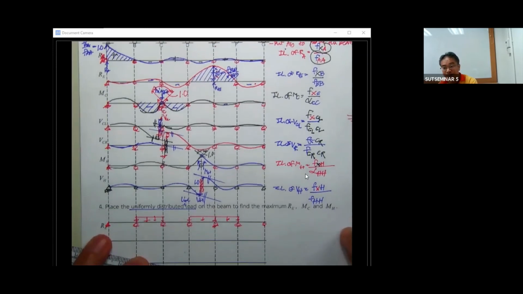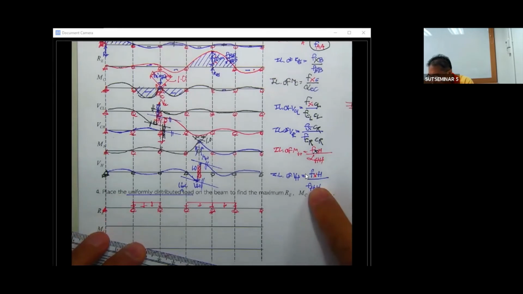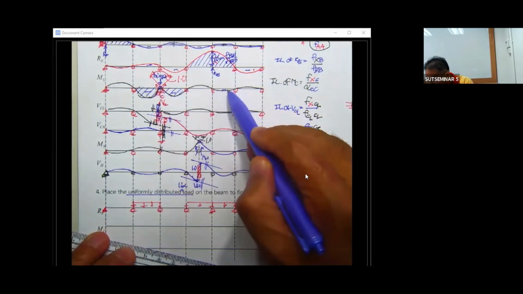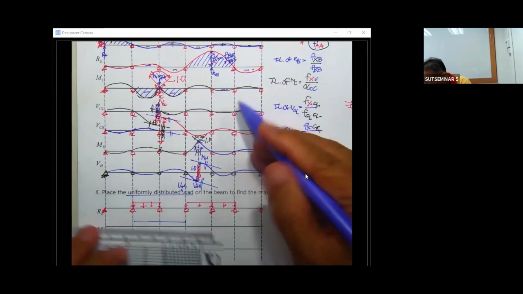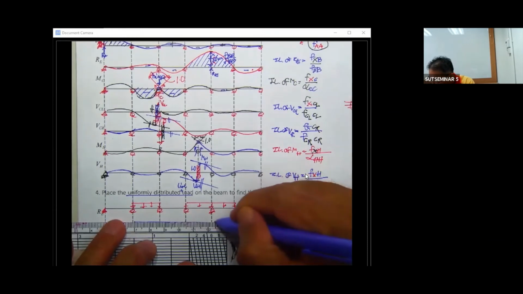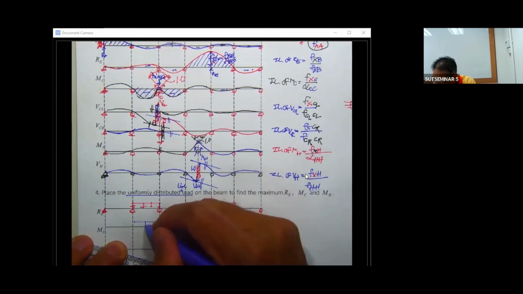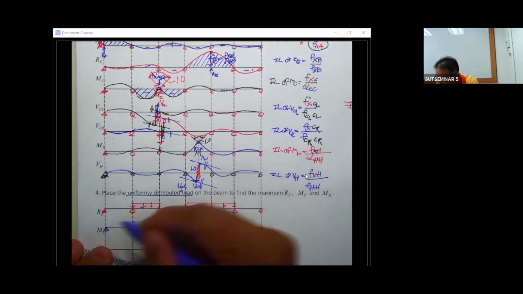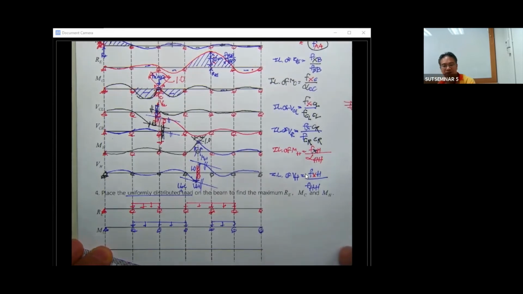Okay, and then for the M sub C. Next, we come to M sub C. M sub C has the negative, and then the negative is going to be two of here and one here. This is the loading pattern that's going to produce the maximum M sub C by putting this. Okay, you can get the result of this.